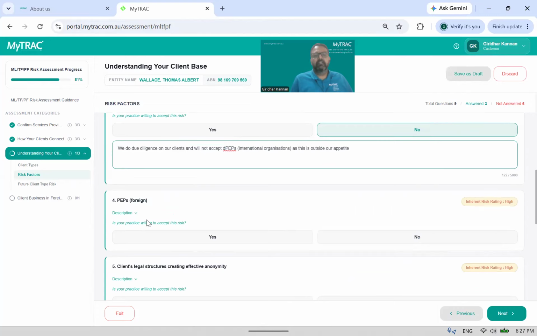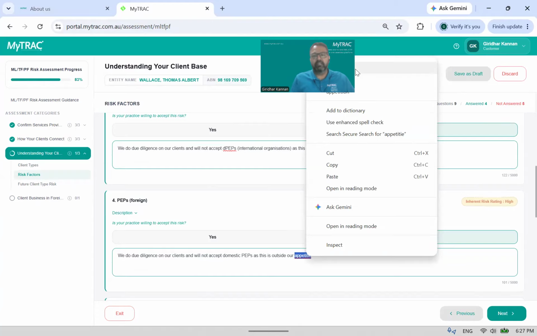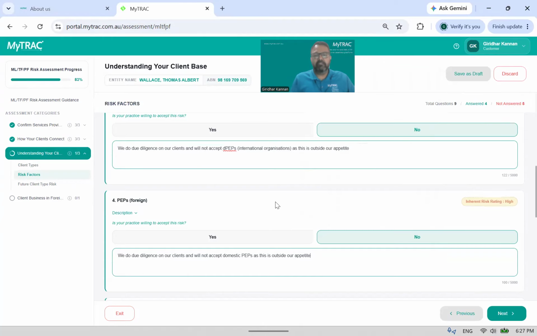The next one is PEPs, foreign. This means a politician or a bureaucrat of a foreign country. Would they come to you as a client? Will you take them? I'm going to say no. The reason I am saying no to all the questions is that if it is a no, I'm trying to explain to you what the answer can be. You can put it in your own words, to your own understanding and in your own way of thinking. But I'm just trying to put this here basically to show, if it is a no, what we can do. If you answer yes, it means you are accepting that risk. So basically you don't have a control because you're willing to take it. So for foreign PEPs.